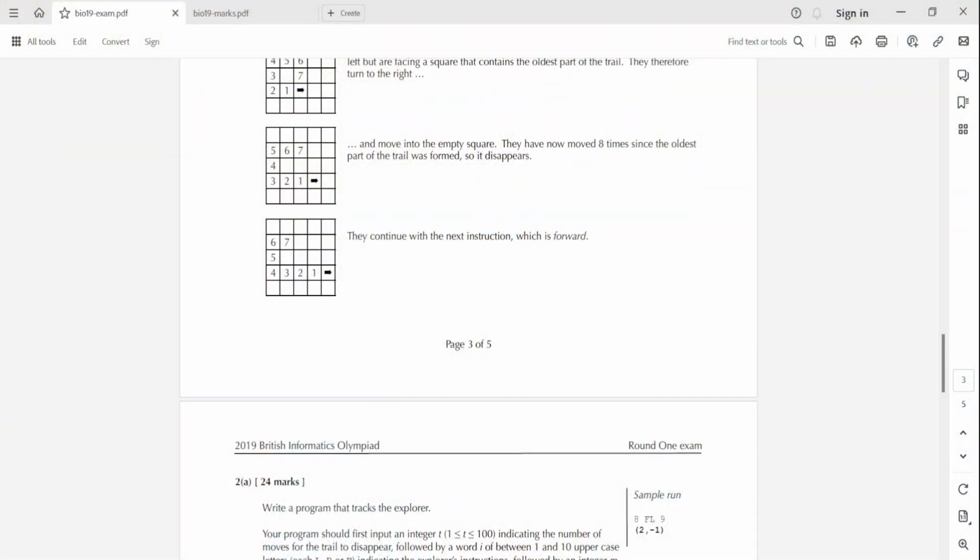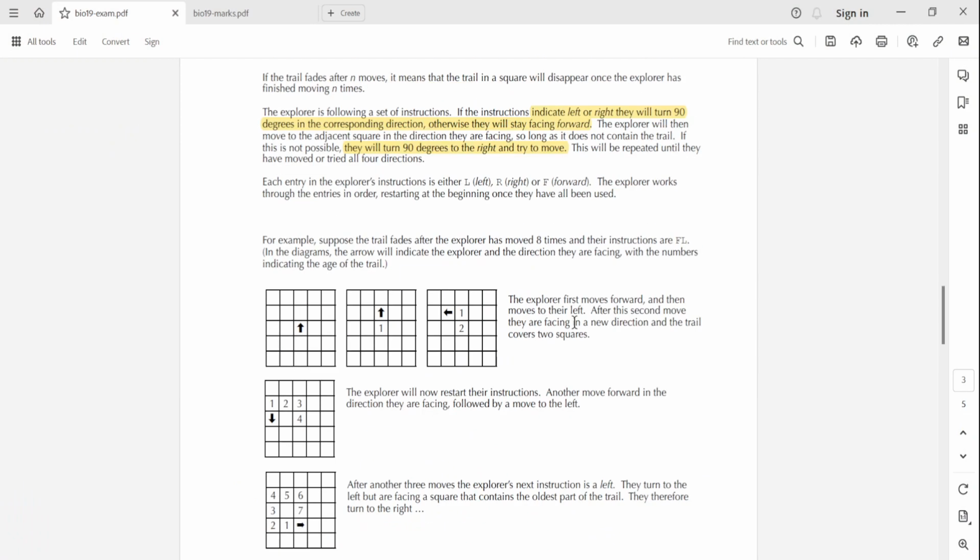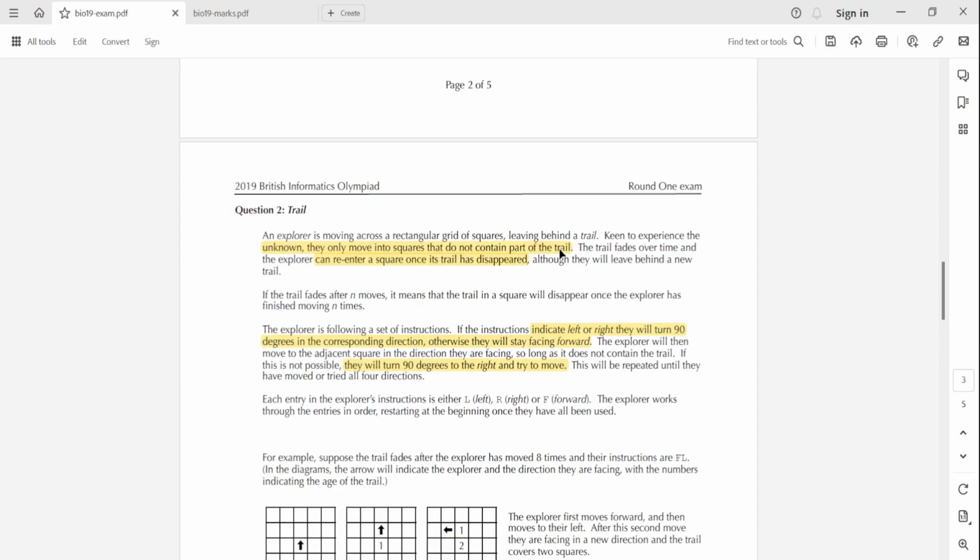Today we'll be taking a look at another British Informatics Olympiad question, question 2 from the 2019 paper. So let's have a quick look at the question first. I'll just scroll up a bit, and I've highlighted the important parts in yellow, and I'll quickly explain what exactly the question means, since this one's relatively short.